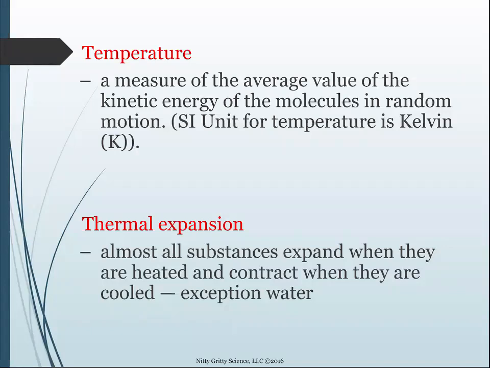Okay, thermal energy equation down here. Change in thermal energy is mass times change of temperature times specific heat. Okay, so you're going to take the change of the temperature, temperature F minus temperature I, and then multiply it by the mass and multiply it by its specific heat. Joules, that J there is joules.